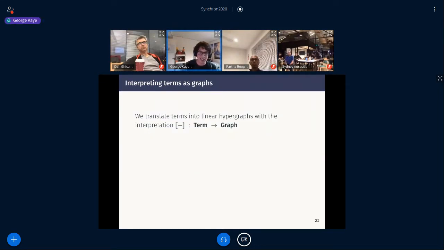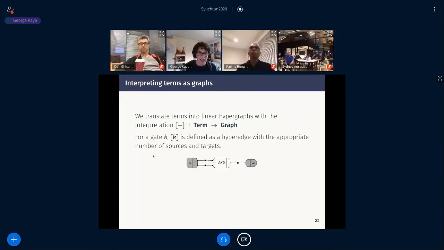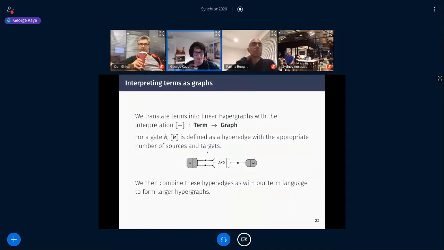So we translate our terms into hypergraphs with this interpretation function here, these brackets. If we have just a gate, we say, fairly obviously, that a gate is just an edge with the appropriate numbers of sources on the left and the targets. So this AND gate has two inputs and one output. And then we can combine these hypergraphs by sticking them together, just like we did before with our sequential and parallel composition, and building much bigger hypergraphs.